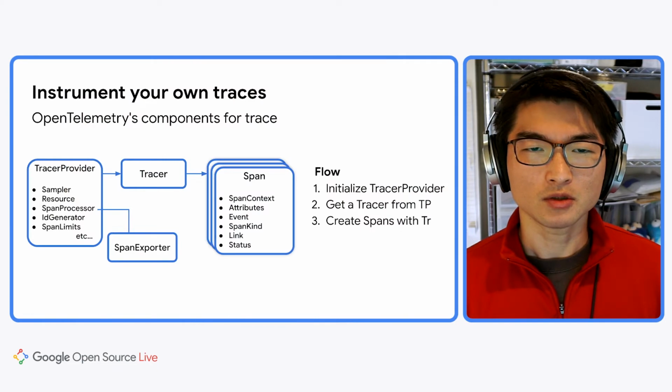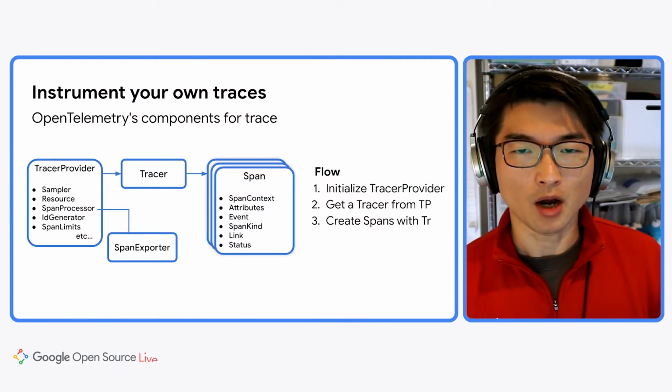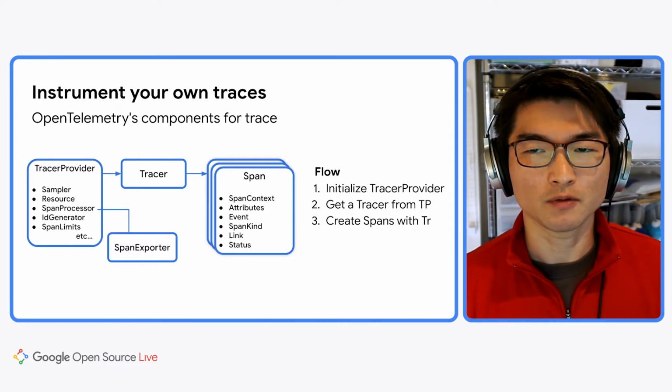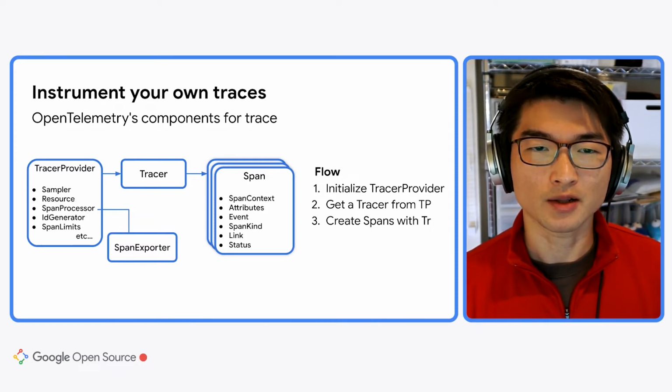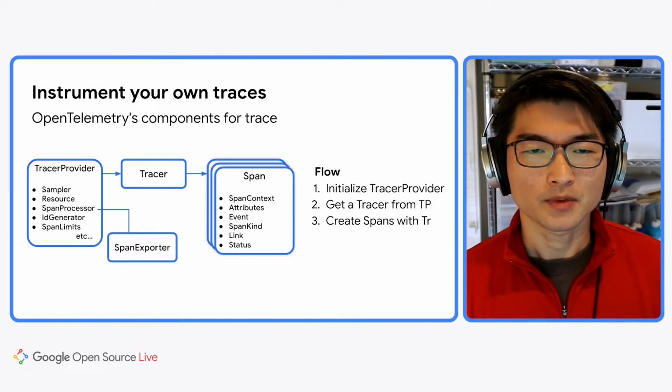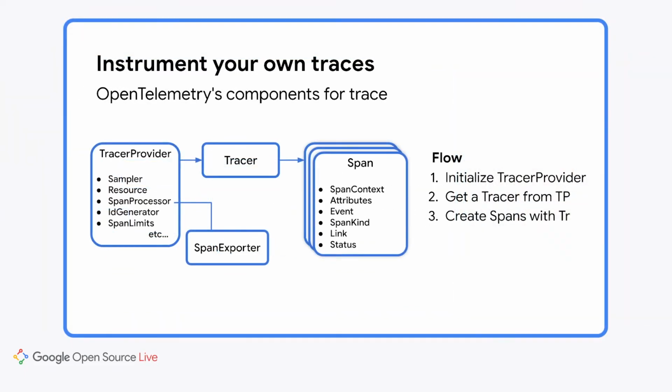The components in this diagram are what you need to instrument to propagate trace information from one service to another. Let's drill down one by one. The steps you need to follow are: 1. Initialize a tracer provider, 2. Get a tracer from that tracer provider object, and 3. Create spans with that tracer.